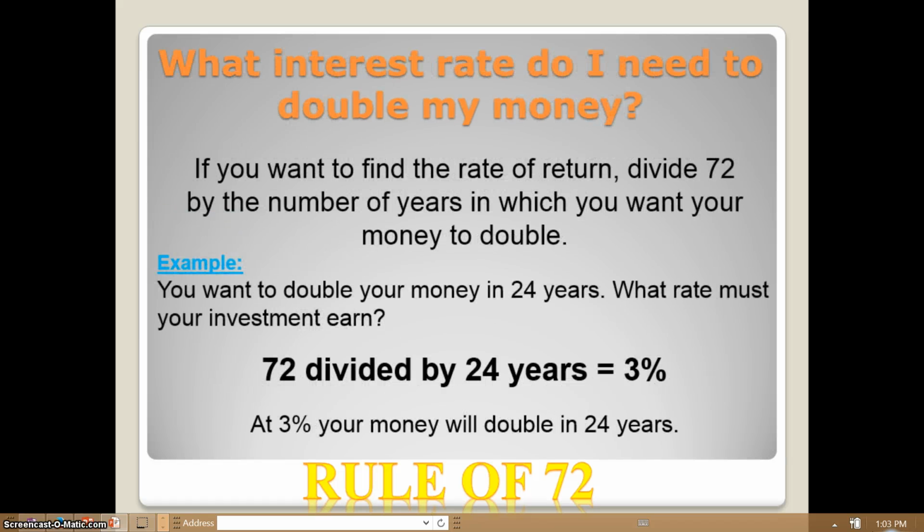Now, what if you need to solve for the interest rate you need to double your money in so many years? To find out what rate of return you need, you divide 72 by the number of years in which you want your money to double. So if you want your money to double in 24 years, let's say you're saving for your daughter's wedding, and you start saving when she's born, and you think that money should be accessible at 24 years of age, then what rate of return would you need that account to have to double those funds? You would take 72 divided by 24, and you would need to find an account that earns 3%.